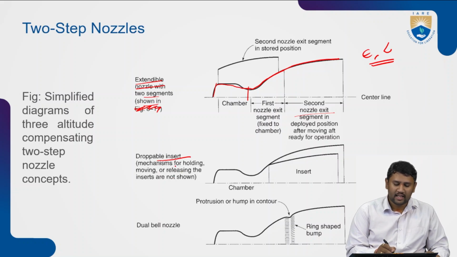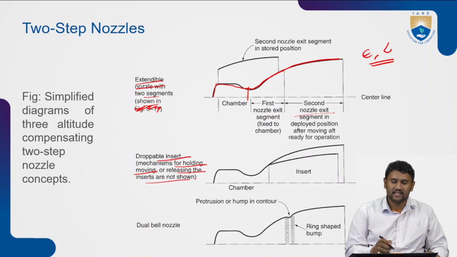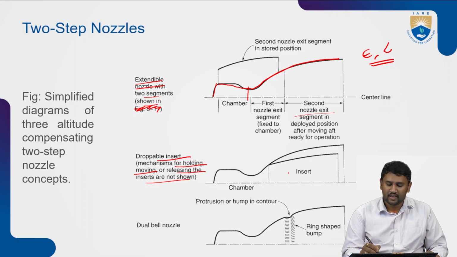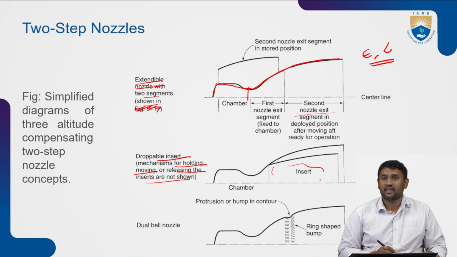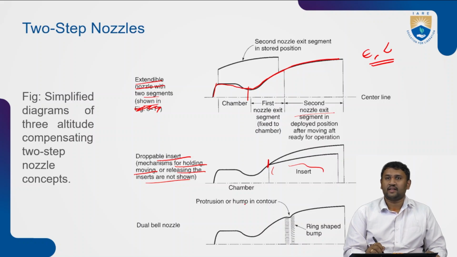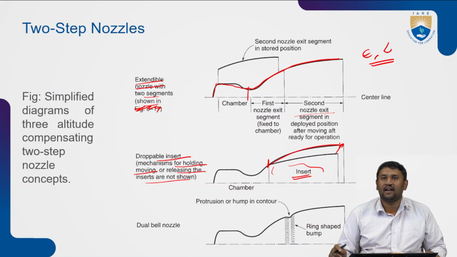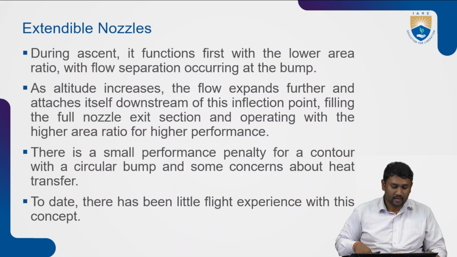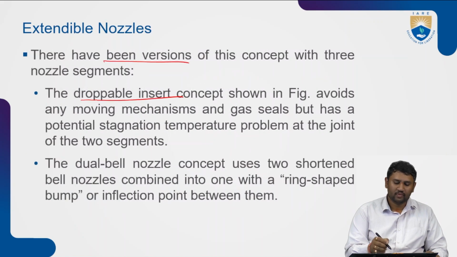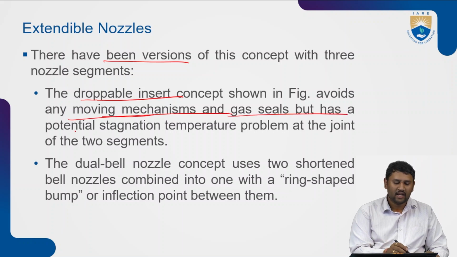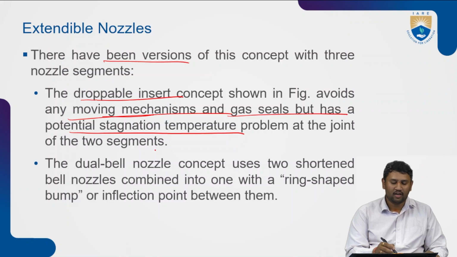Droppable insert, that is the mechanism for holding, moving or releasing the insert. Now, having not shown in the picture, if this is my insert and this is my chamber, right? As the same thing, during in-flight, what happens? This insert gets extended out, forming the end of the bell nozzle. Avoids any moving mechanism as well as gases, but has a potential stagnation problem at the joint of 2 segments.